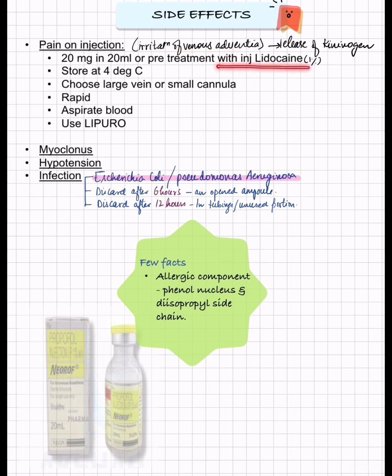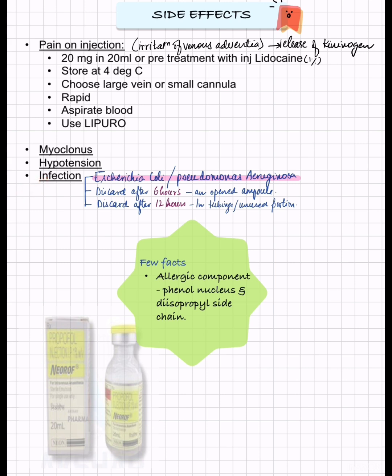So you can always pre-treat with 1% lignocaine. You can store it at 4 degrees. You can use a large vein. You can give it rapidly, or you can just aspirate the blood before giving propofol, or you can use Nefopam. Can you tell me where did we read about it? Then it can cause myoclonus, it can cause hypotension, and it can cause infection also.